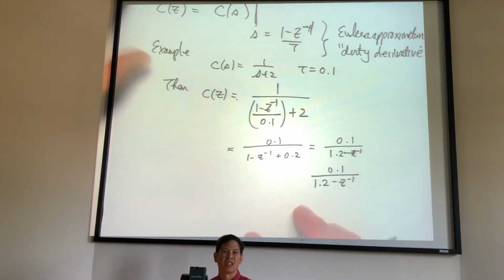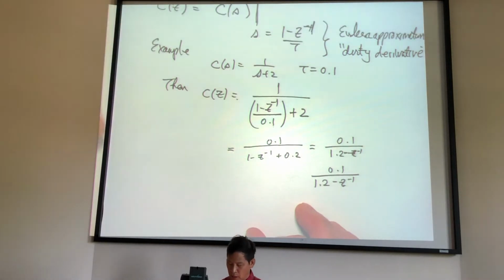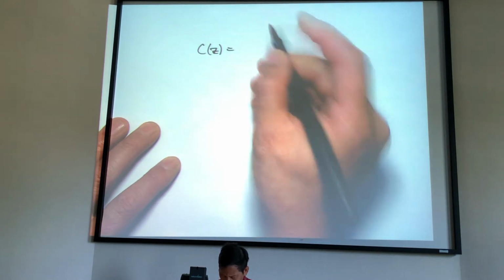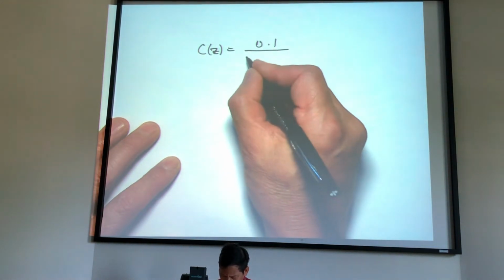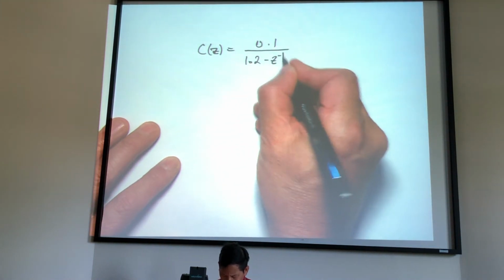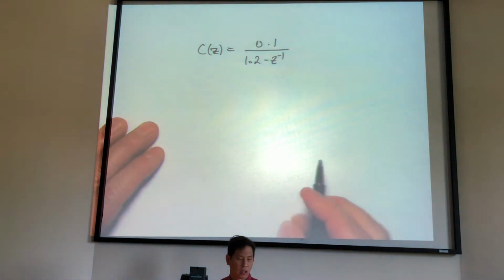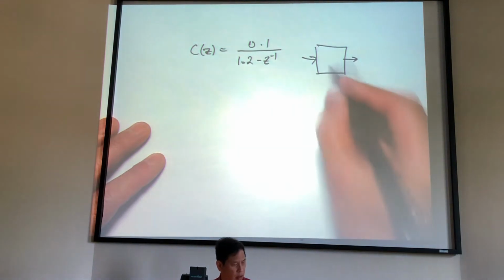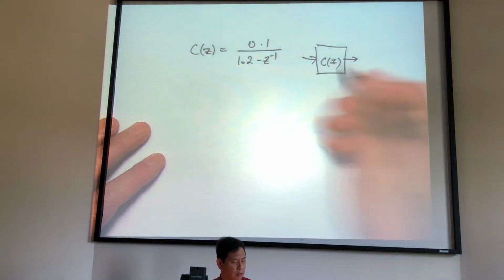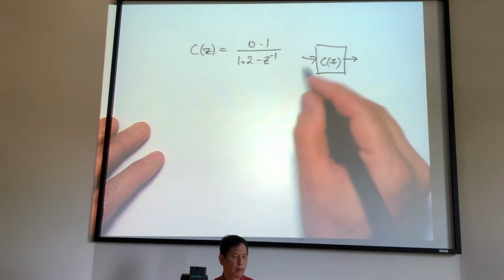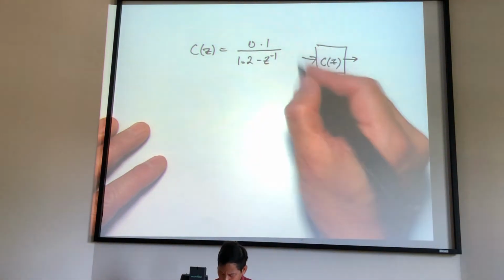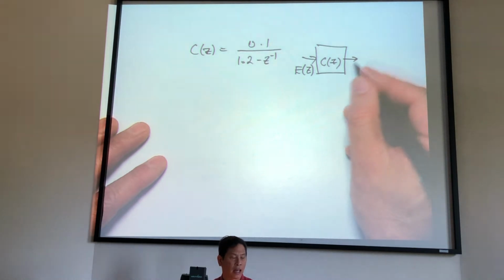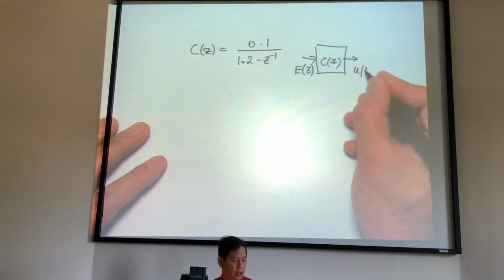Okay, let's turn this into a difference equation, something that I can program in C. So I'm saying that C of z now is equal to 0.1 divided by 1.2 minus z to the minus 1. This is an expression in Z. So conceptually, I'm going to write a program. His name is C of Z. Let's give the input a name. Maybe the name is E of Z. And let's give the output a name. Let's call the output U of Z.